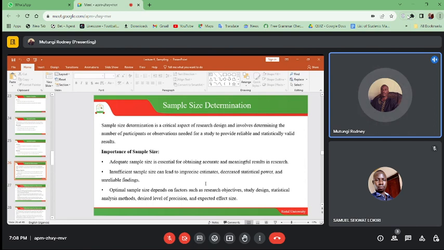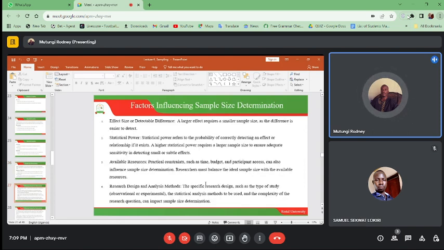generate results that are good enough that you can rely on them to put in place an intervention. Okay, you do not want to use a sample that will give you inaccurate results, and then when you put in your intervention, it also doesn't work. So that is all that you need to know about sample size determination. So the factors, again here, we look at that effect size, like I was saying.